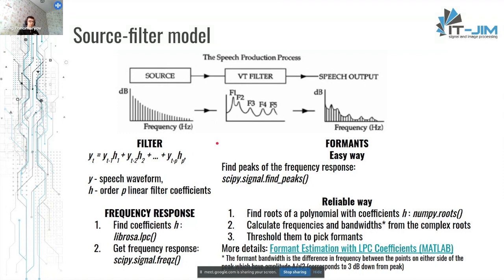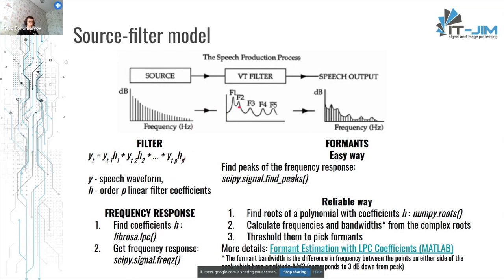And when we already have a speech recording and we want to recover this filter to later find formants in it, we need some way to determine these coefficients. Actually, you could just solve this as a least squares problem, but there is no need to do this manually. For Python, you can use the Librosa library, namely the LPC function, which stands for linear predictive coefficients, exactly what we need. So it will give us p coefficients, and then you can reconstruct the frequency response curve using the freqz function from SciPy. Okay, so now we have the curve.